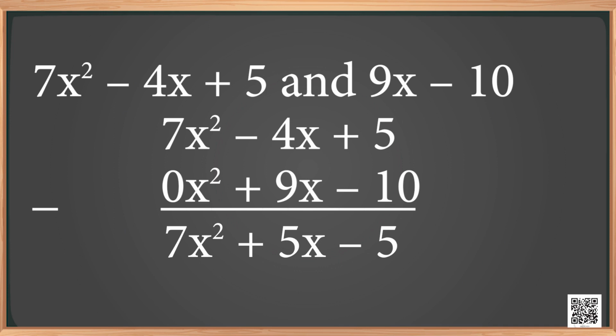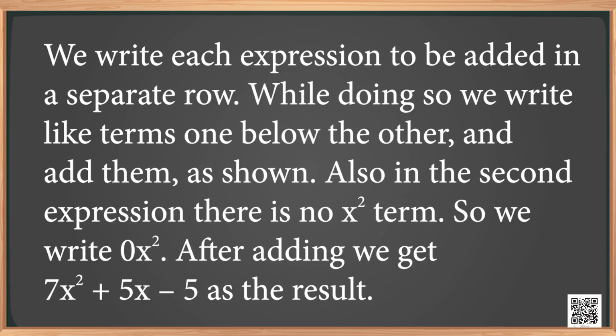Observe how we do the addition. We write each expression to be added in a separate row. While doing so, we write like terms one below the other and add them as shown. Also, in the second expression, there is no x square term. So, we write 0x square. After adding, we get 7x square plus 5x minus 5 as the result.